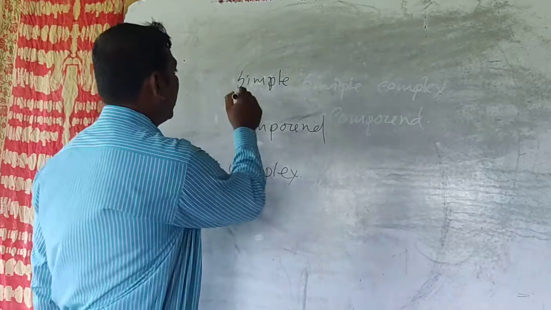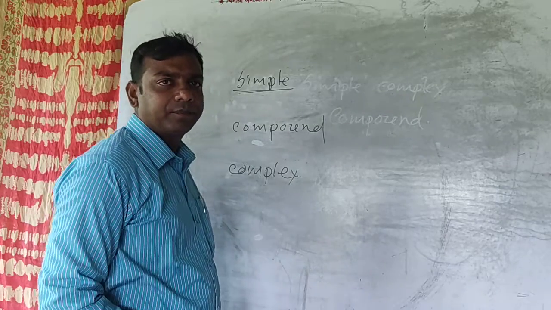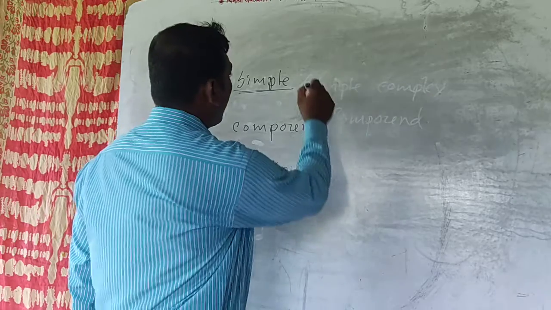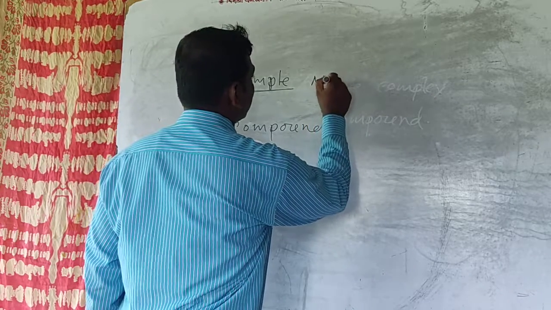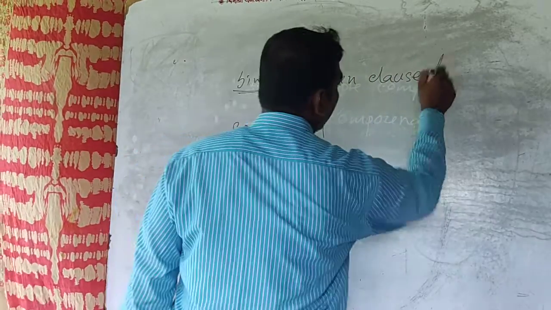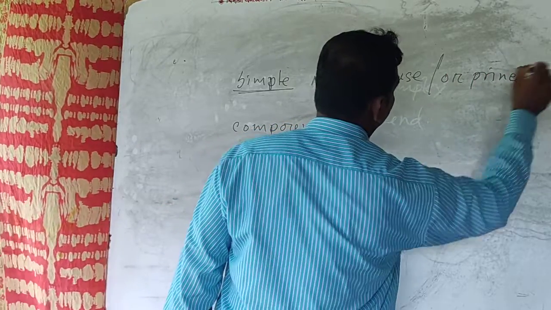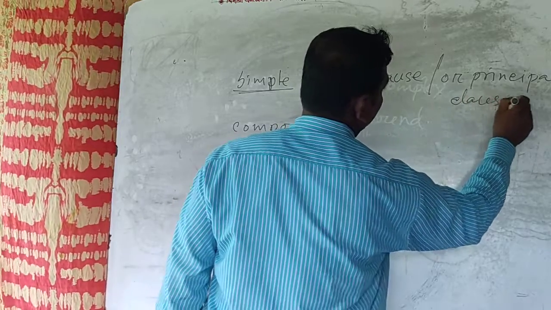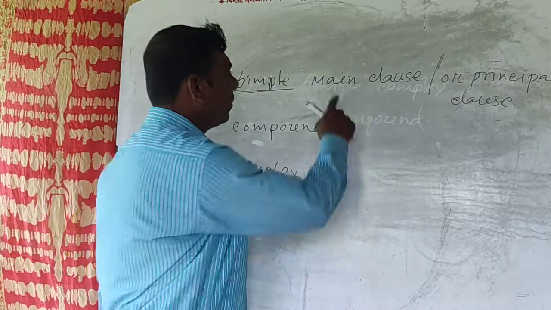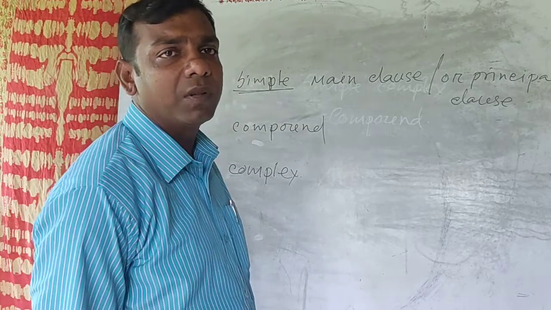Dear students, do you know what is a simple sentence? A simple sentence contains a finite verb. It's called a simple sentence. Its another name is main clause or principal clause. So we call a principal clause or main clause a simple sentence.